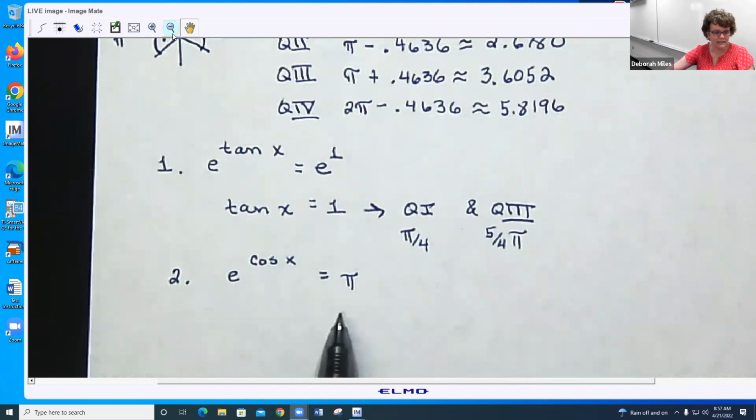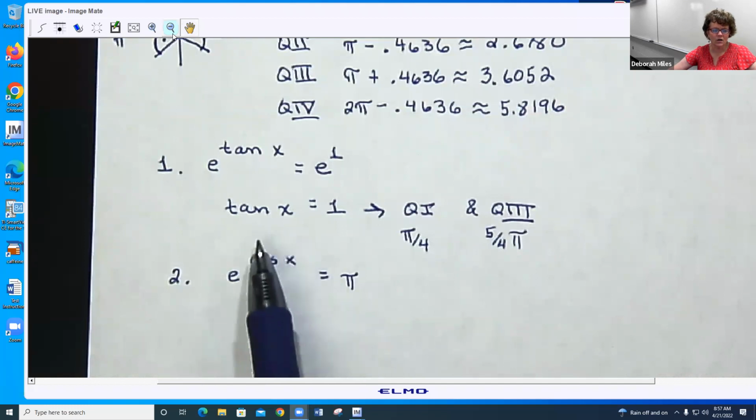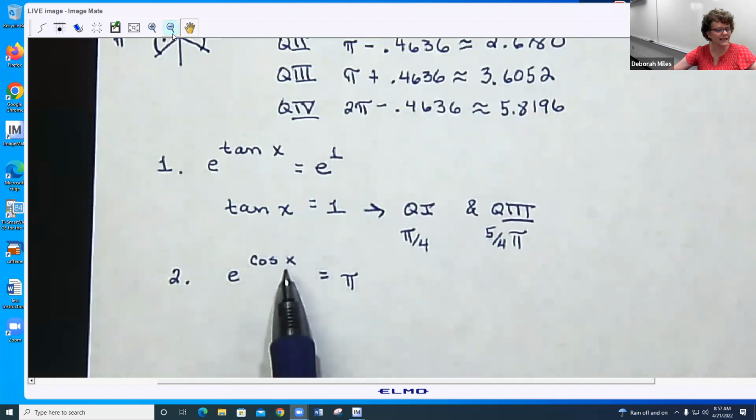I don't think that's the case in number 2. I can't figure out how to write pi as base e. So what's our other way of solving exponential equations? We have a tool for getting exponents down out of the air. What undoes exponentiation? Somebody say logarithms.